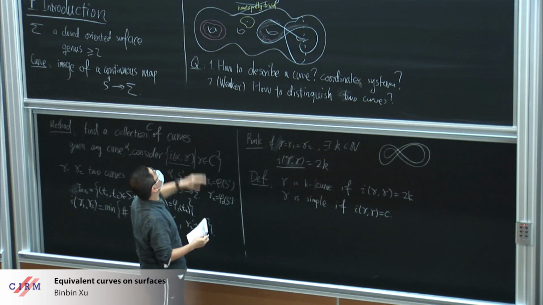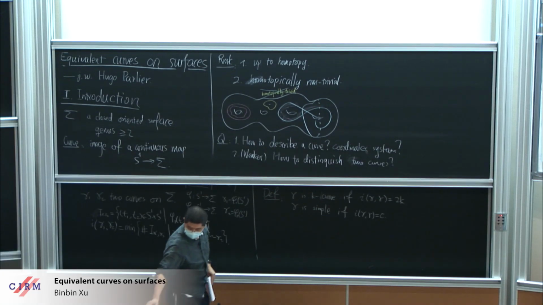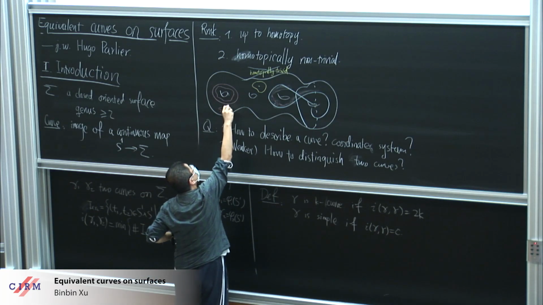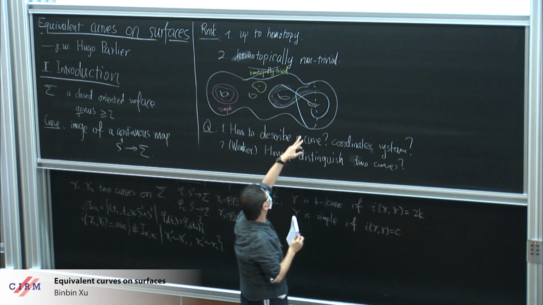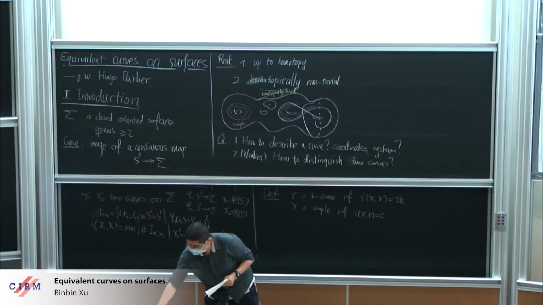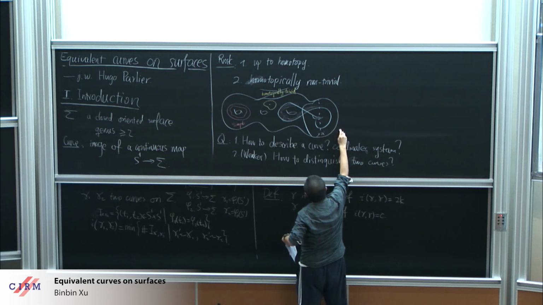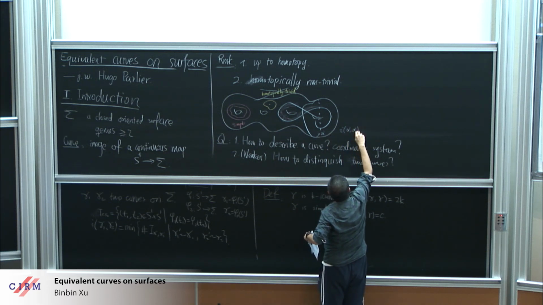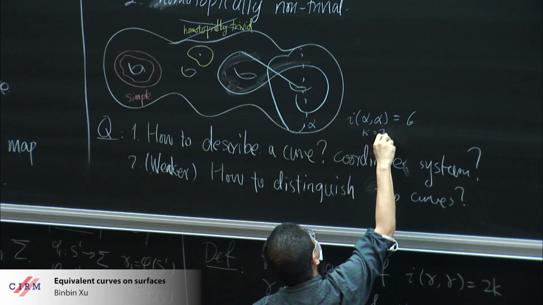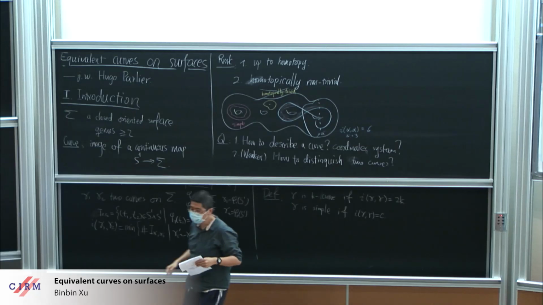Let me use this picture again as the example. Here the red curve will be simple. The blue curve here, if I call this alpha, I(alpha, alpha) equals 6, but k will be 3. So there are 3 intersection points, but our counting gives us the number 6.